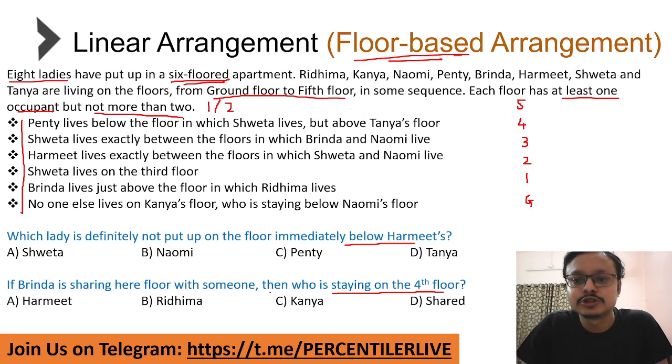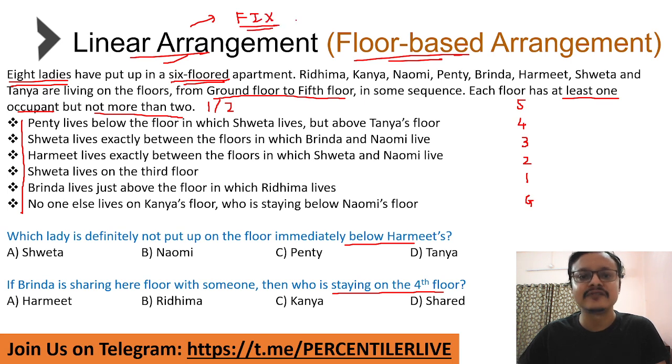The first thing you need to do is get the floor based arrangement sorted. So let us see how to go about arranging these 8 ladies across the 6 floors. Now, as I've said in linear arrangement, what you always need to do is fix one person on whom you have a direct clue. So who's that one person on whom we have a direct clue? It is Shweta. It says Shweta lives on the 3rd floor.